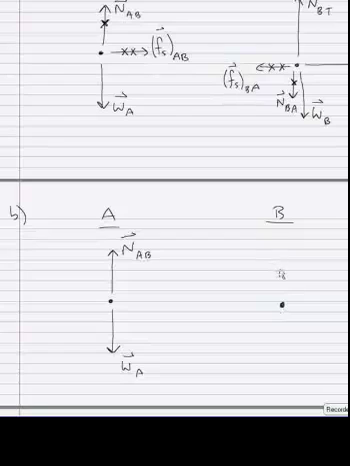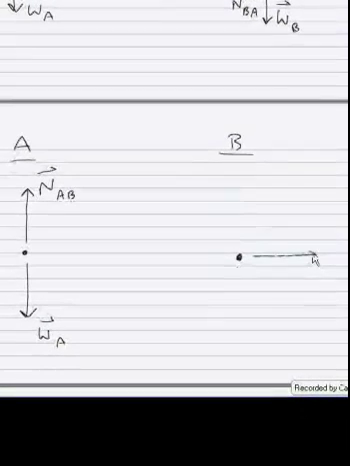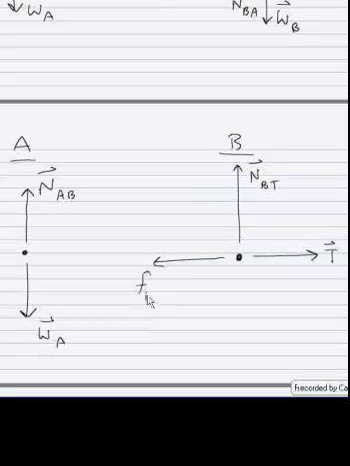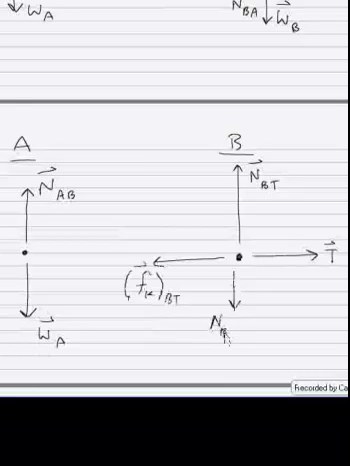B has the rope. It has a normal force from the table. It has a friction force. That's a kinetic friction force on B from the table. A is touching it with a normal force, but no friction force. And then we have the weight of B.